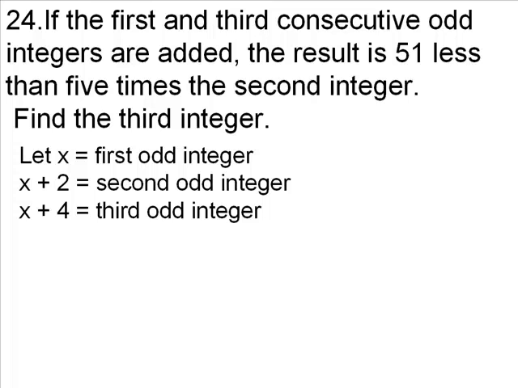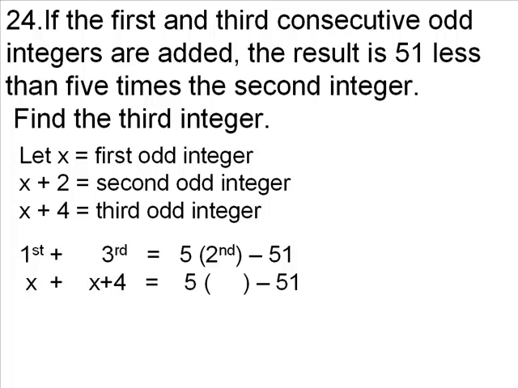Now, you say the first and the third consecutive odd integers are added. The first and the third are added, and the result is 51 less than 5 times the second. So we're going to have 5 times the second, and 51 less than that is going to be 5 times the second minus 51. So for the first integer, we'll plug in an x. For the third integer, we'll put in x plus 4. And it says to add these things. We'll have x, and we'll add x plus 4 to x. And then we're going to get 5 times the second number minus 51.